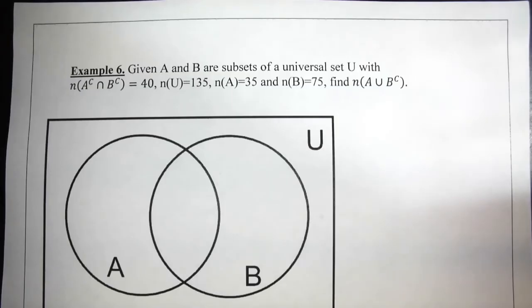Okay, so for our last example here, example 6, draw a Venn diagram and see what you can label on it. And you can hit pause if you need a few minutes to try and get it labeled.